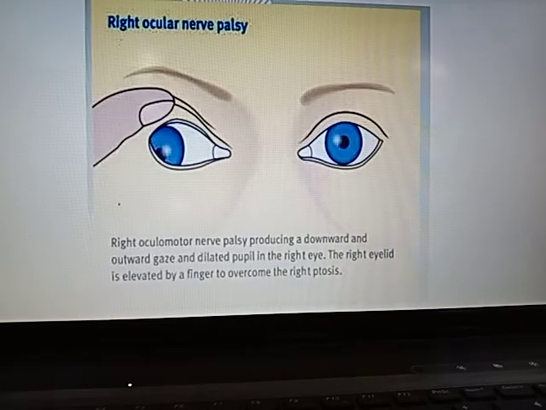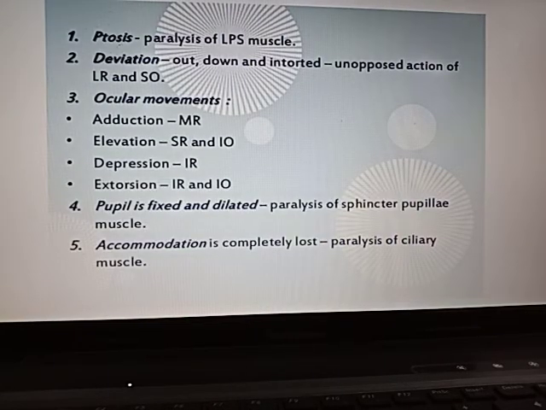Then in case of right oculomotor palsy, you may find these things. The right nerve palsy produces a downward and outward gaze and a dilated pupil in the right eye. The right eyelid is elevated by finger to overcome the right ptosis. So what happens in oculomotor palsy? There is paralysis of the levator palpebrae superioris muscle, and deviation of the eyeball out, down, and intorted due to the unopposed action of the lateral rectus and the superior oblique.